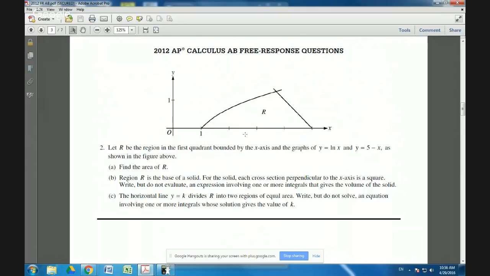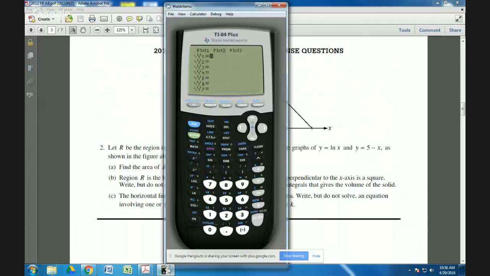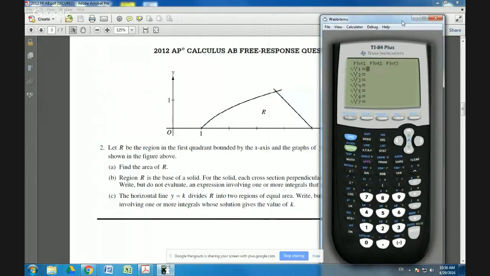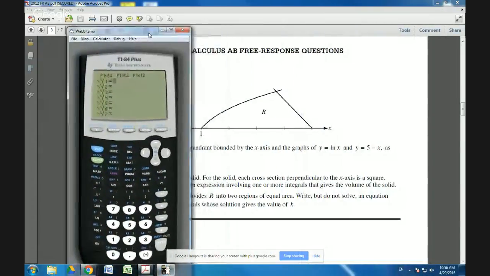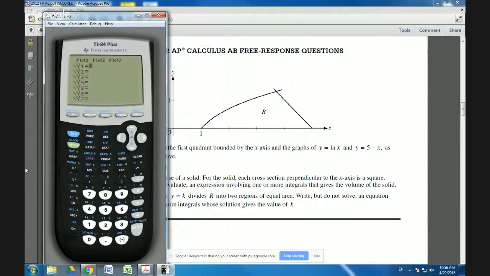When you get a calculator allowable question, the first thing we want to do is put our functions in the calculator. And so we have ln x and 5 minus x. Put them in. Now, make sure they're typed correctly. You do not type them again. That's the only time you're going to type them in, because sometimes they're really nasty polynomials.